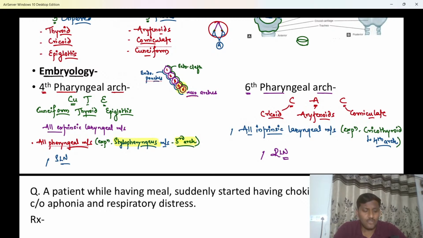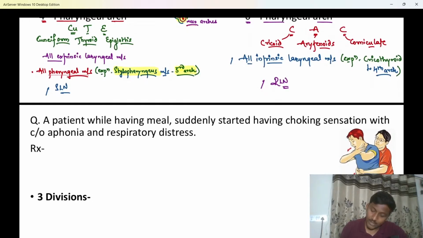All the intrinsic laryngeal muscles except the cricothyroid, which is derived from the fourth arch, and lastly the RLN, that is your recurrent laryngeal nerve. These are the derivatives of the sixth arch.